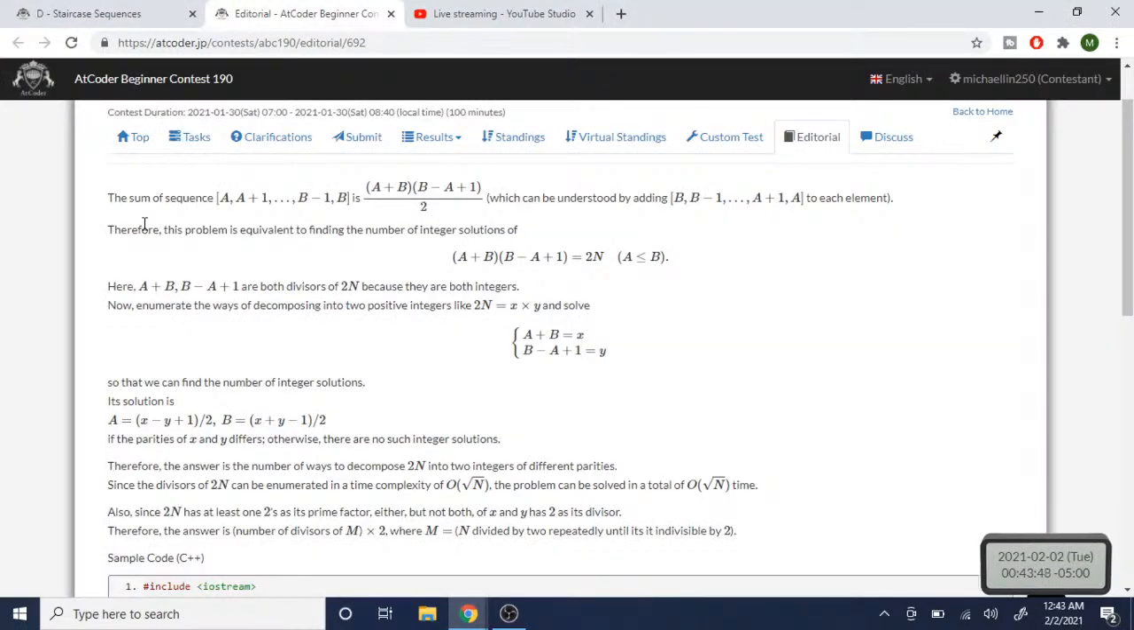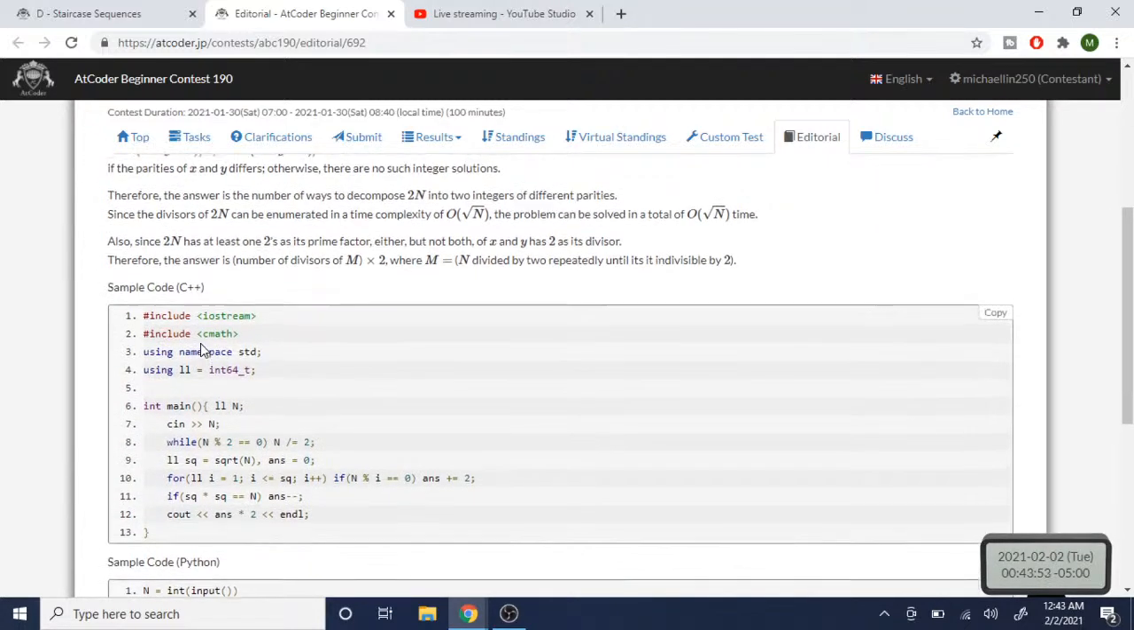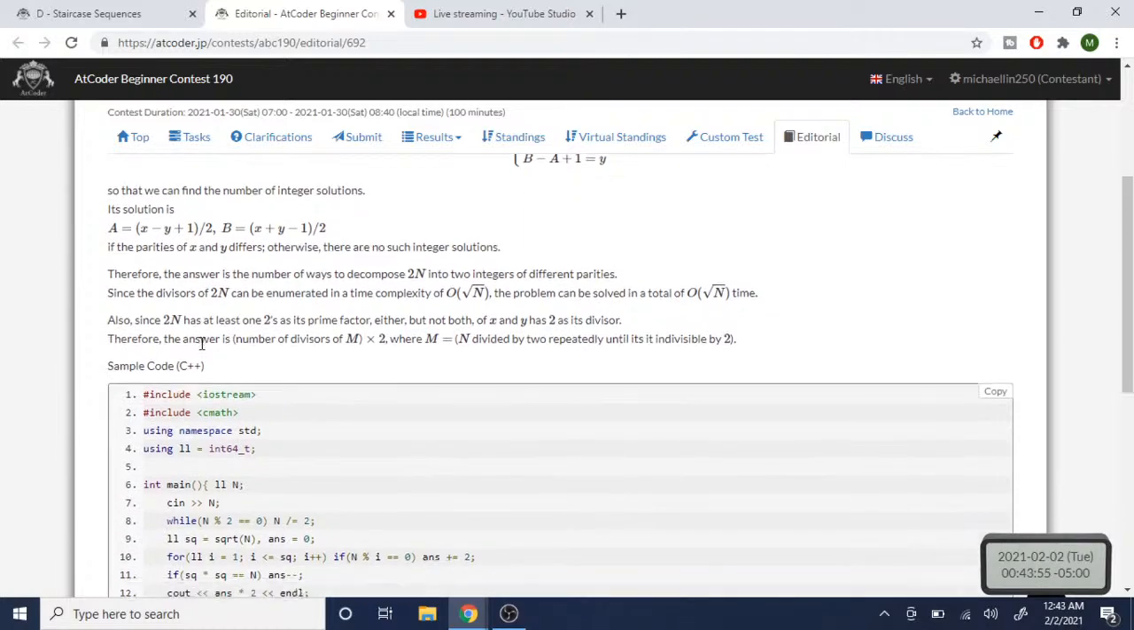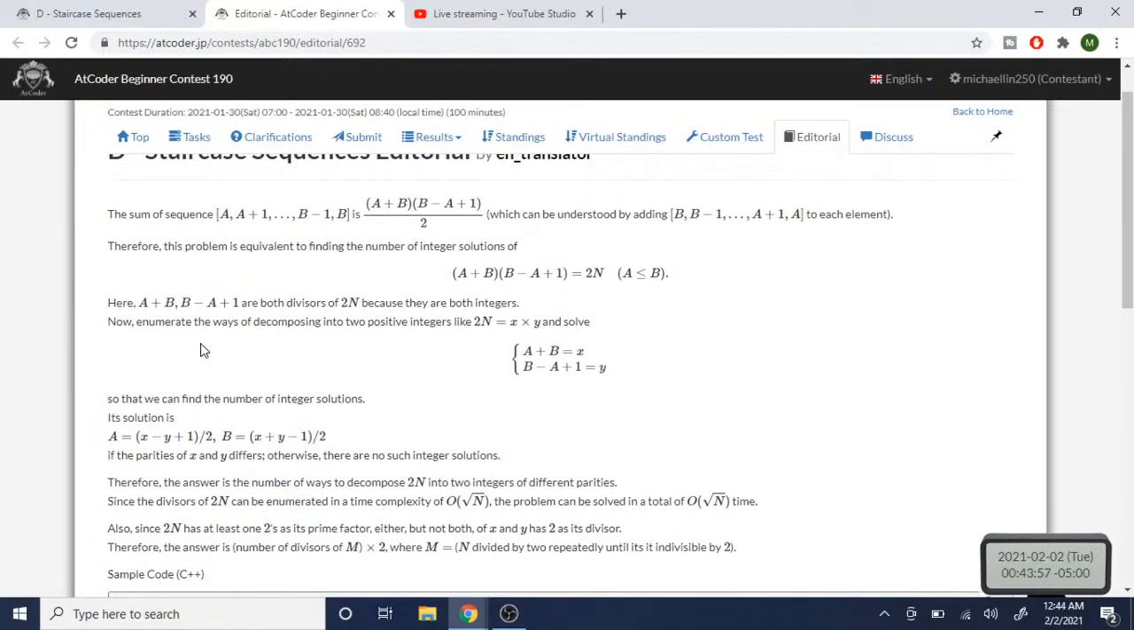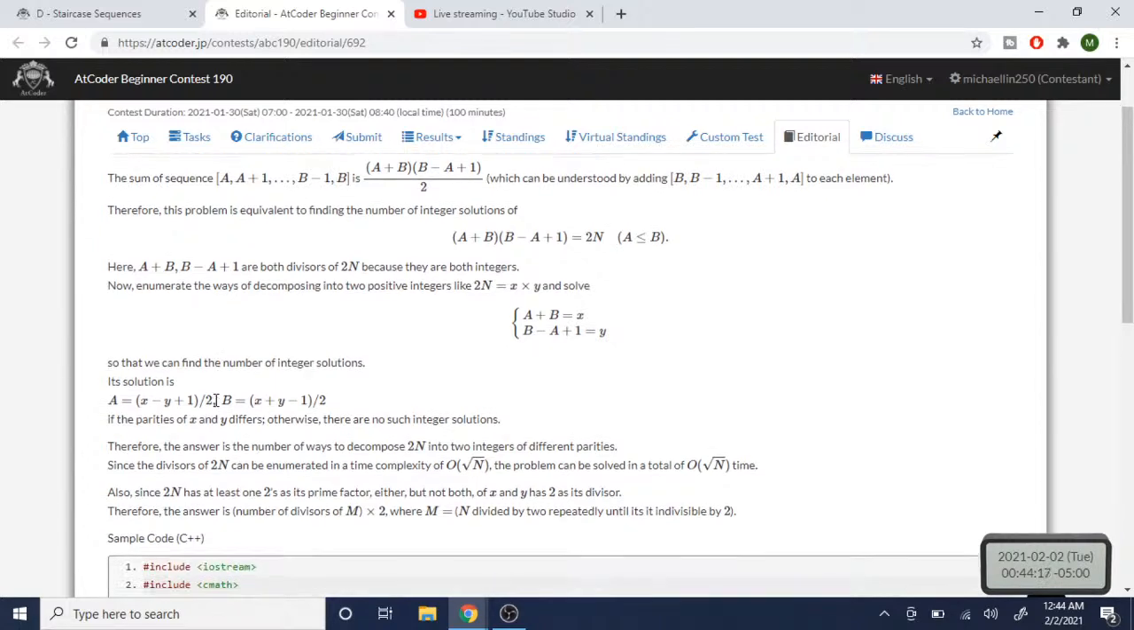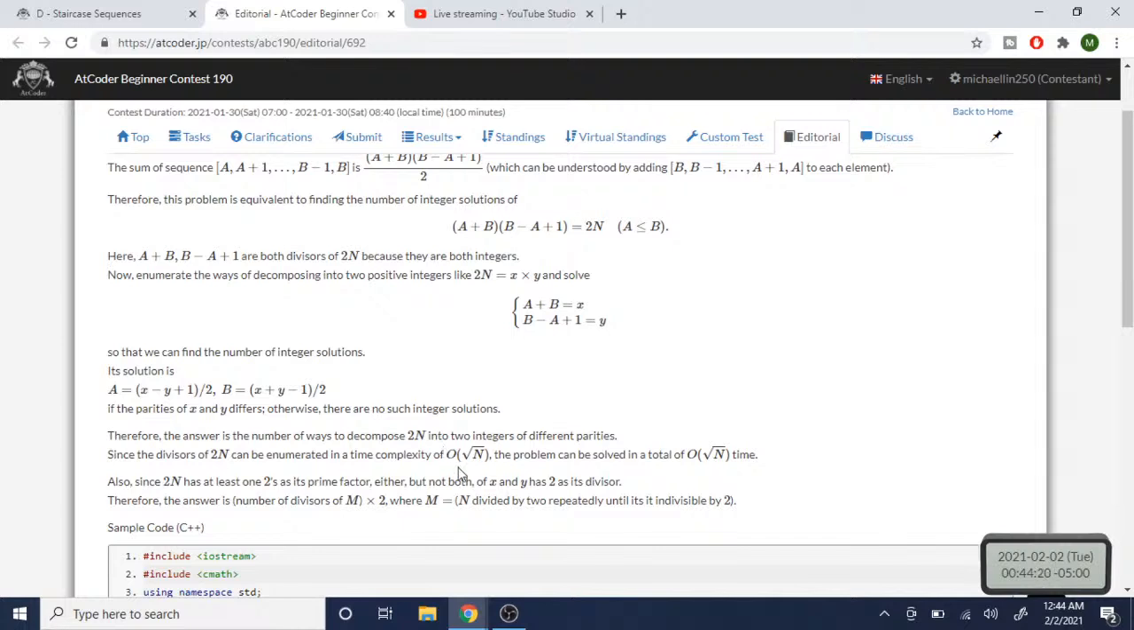So yeah, let's see. Ax minus y plus 1 over 2. I don't understand. Enumerate? Do we just enumerate through them and then if x plus y, a plus b, is equal to x? So just enumerate through this? Just enumerate over x and enumerate over y over root n.